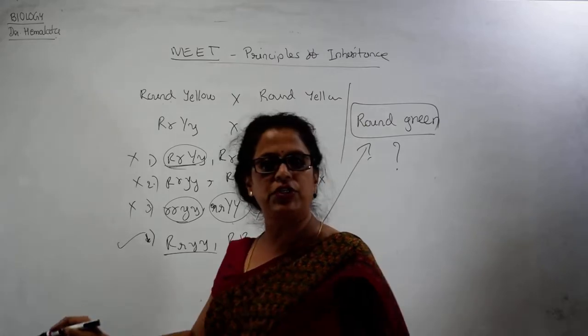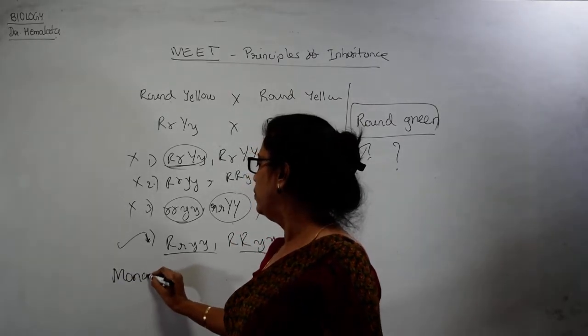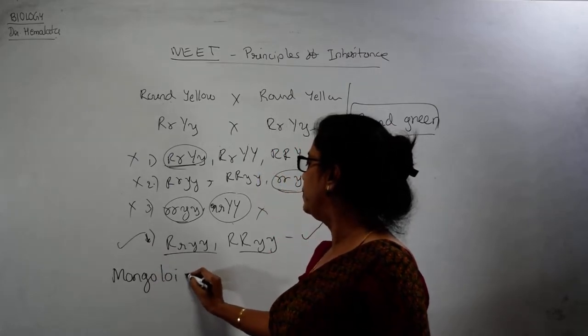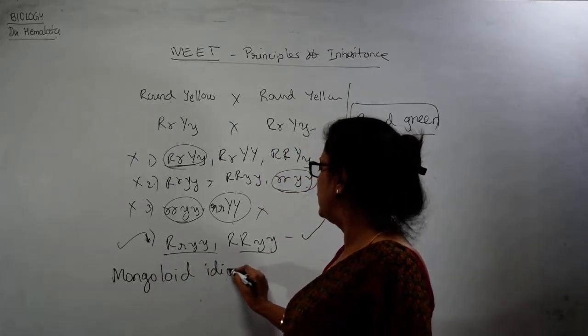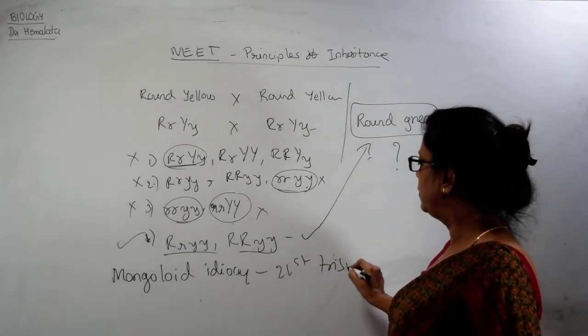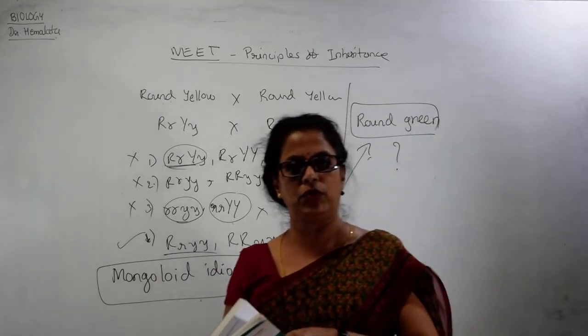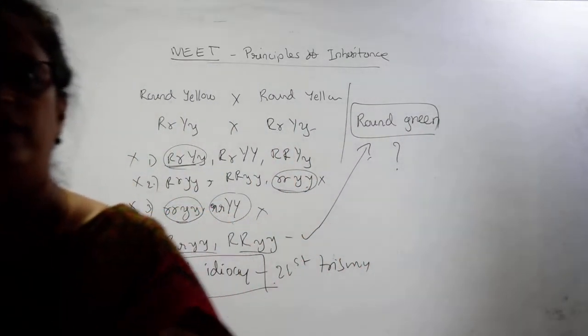Therefore, the next question I told you, Mongoloid idiocy, that is Down syndrome. You make it as Mongoloid idiocy. It is due to 21st trisomy. That's the right answer. Right? 21st chromosome. Okay, other questions we'll do later.